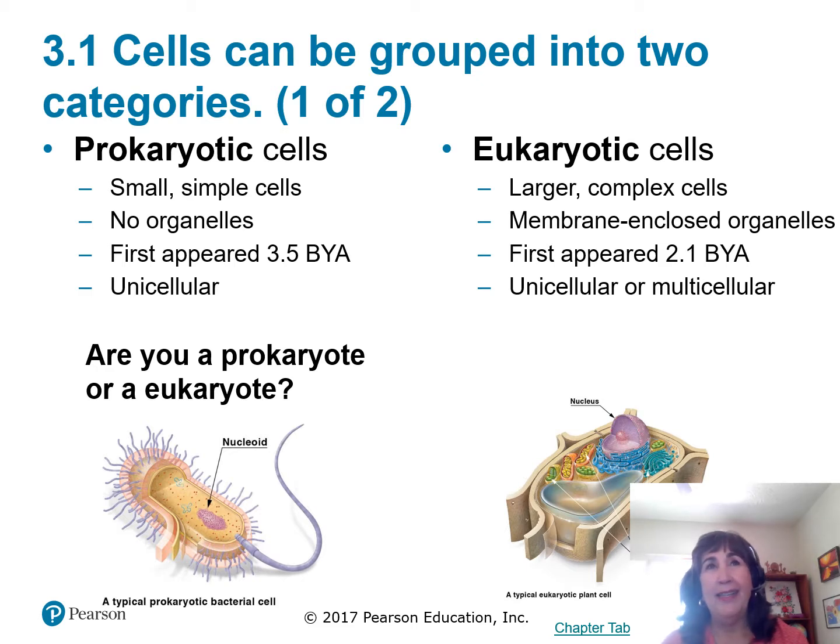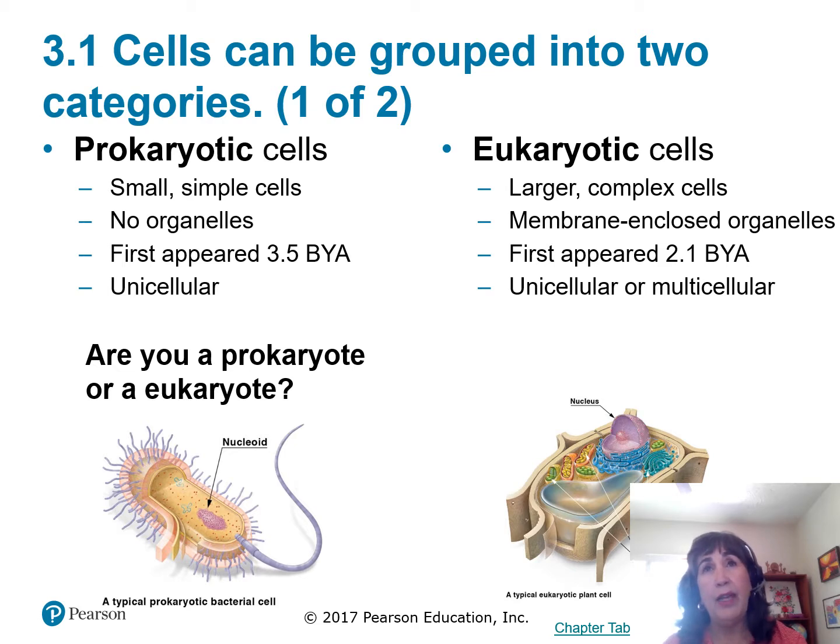Cells can be grouped into two categories, prokaryotic cells and eukaryotic cells. Prokaryote: pro means before and kary means kernel, like a nucleus. So this means before kernel. Prokaryotic cells are usually small, simple. They have no organelles other than ribosomes. They first appeared 3.5 billion years ago, and they're typically unicellular.